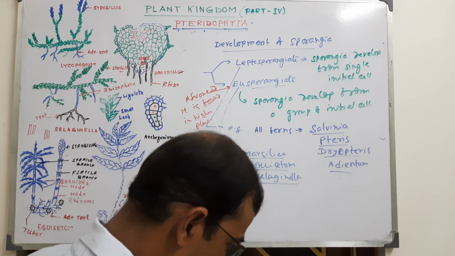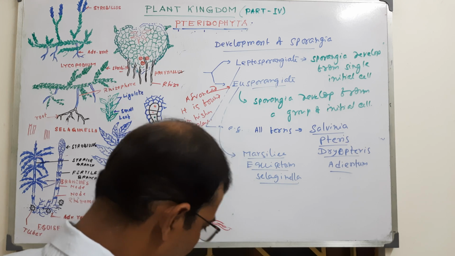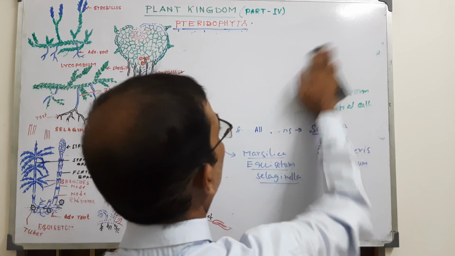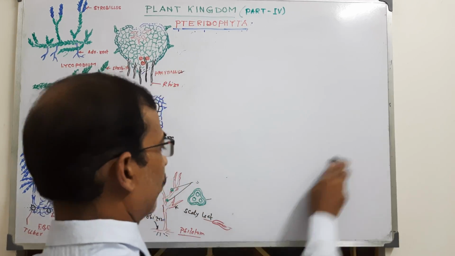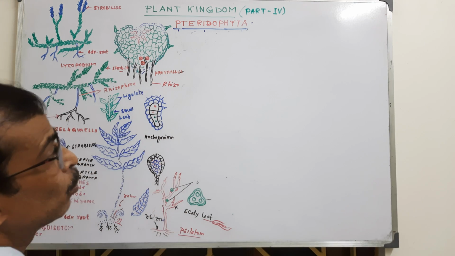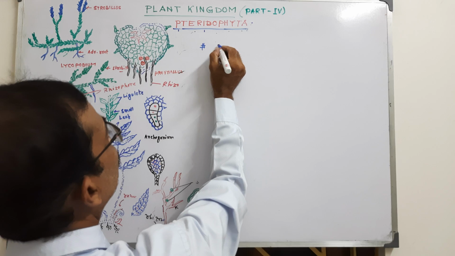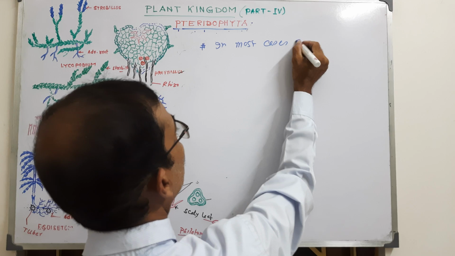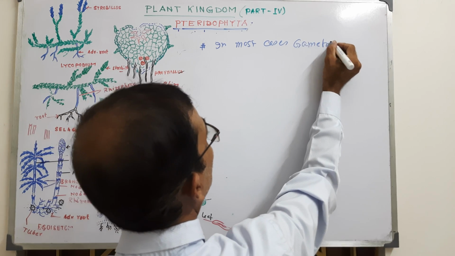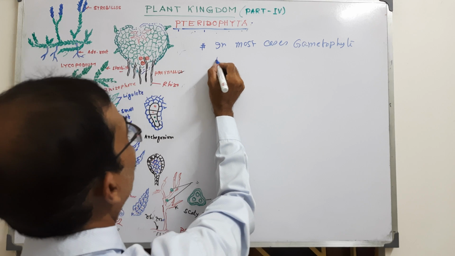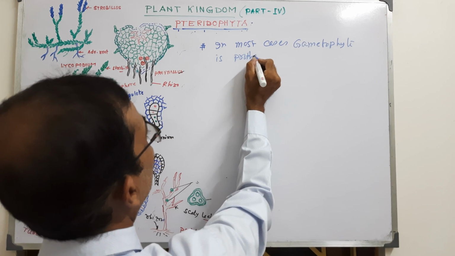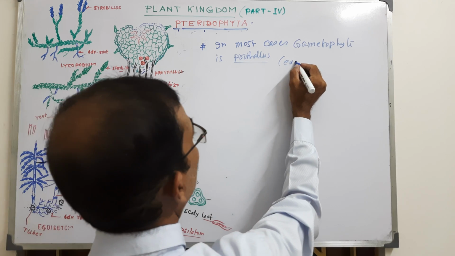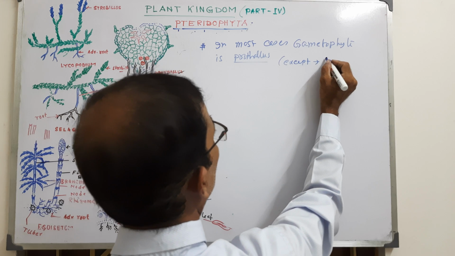Now we discuss the gametophytic body, in short. In most cases the gametophyte is a prothallus. The gametophyte is called prothallus, except in Marsilea and Selaginella.